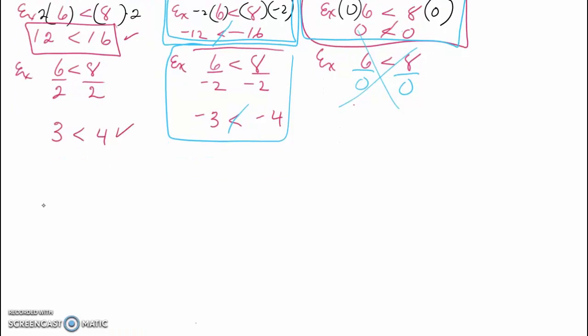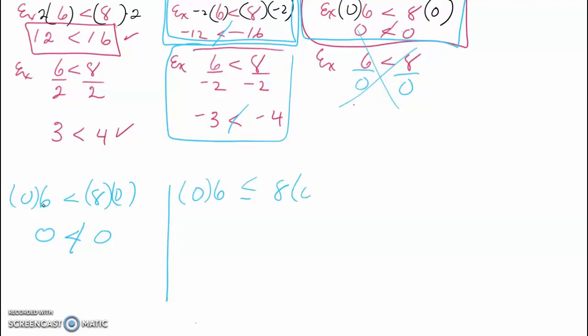So let me just review that. If you have 0 is less than 8 and you multiply by 0, certainly 0 is not less than itself. That's false. But if you start with the inequality 6 is less than or equal to 8, that is a true statement. But if I multiply this by 0 on both sides, I get 0 is less than or equal to 0. This is true. So this only works when it has a less than or equal sign.